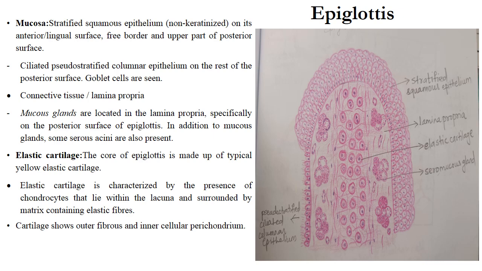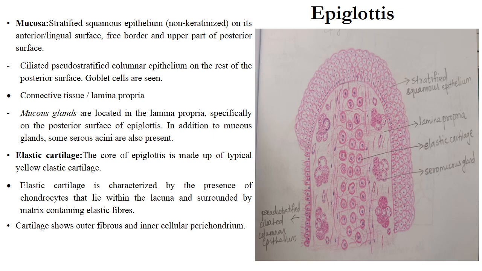Epiglottis develops from fourth pharyngeal arch, and the mucosa covering the epiglottis also covers, or it arches over the central core of elastic cartilage. So if we go from outwards to the inner aspect, first we have the mucosa where the lining epithelium is there, and after that we have lamina propria, the loose connective tissue, and in the central part there is core of elastic cartilage.